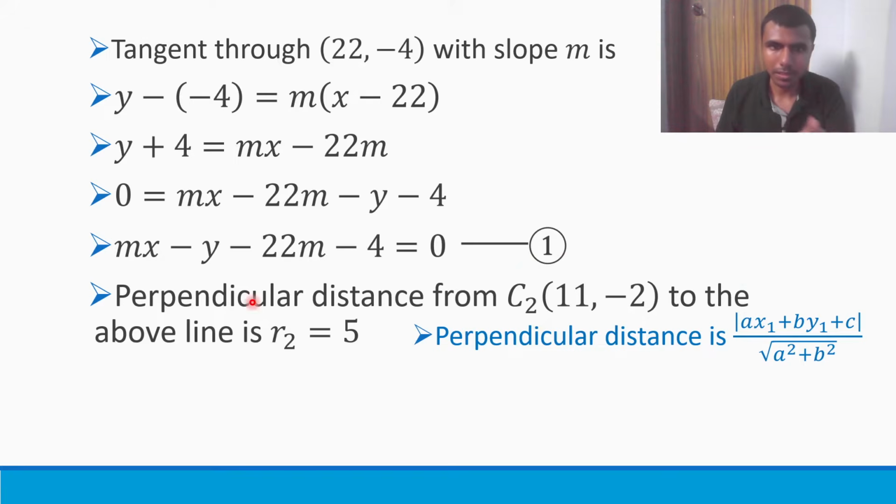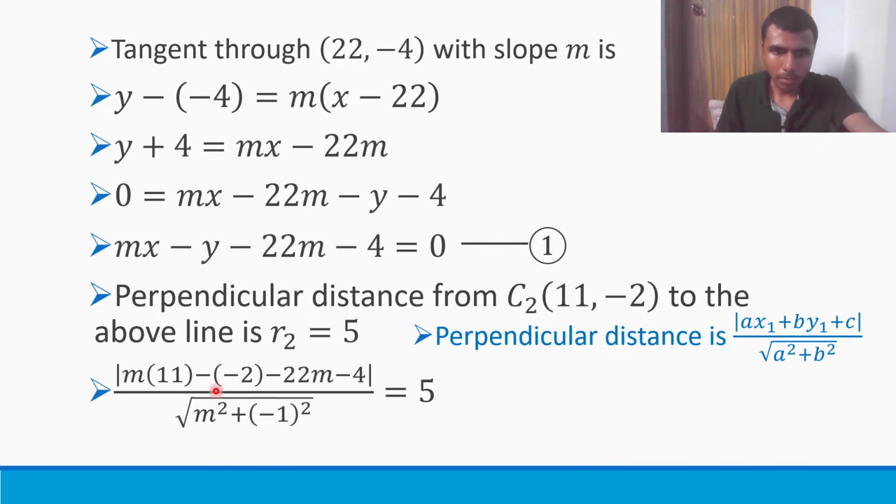Now what this means is, this is my line, this is my point, just substitute the point in this and put it in modulus. In place of x put 11, in place of y put minus 2. So mod of m into 11 minus of minus 2 minus 22m and minus 4 by under root of a square plus b square. Beside x there is m, so under root m square. Beside y there is minus 1, so under root minus 1 whole square.